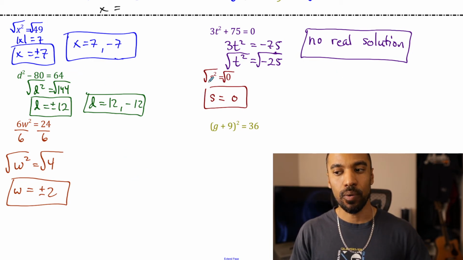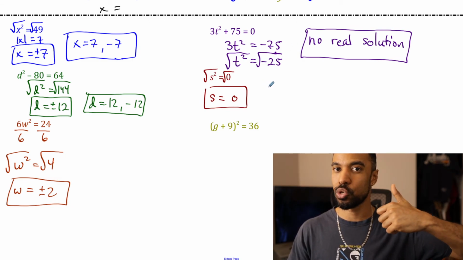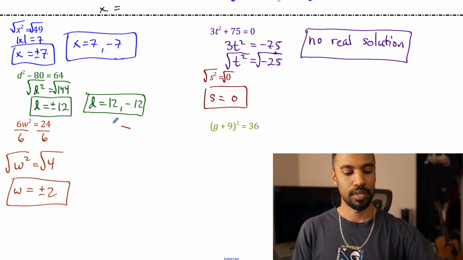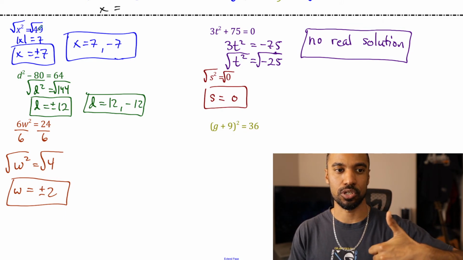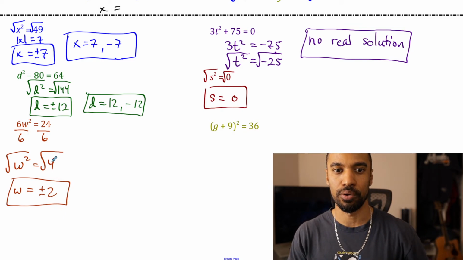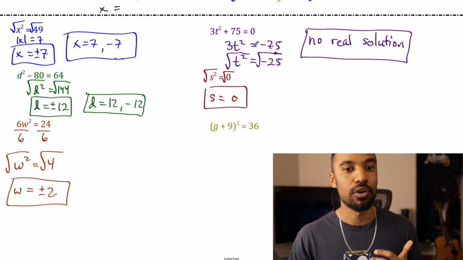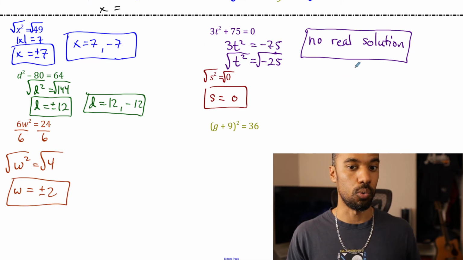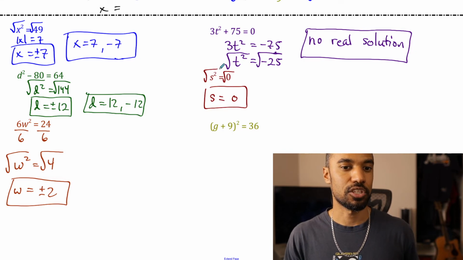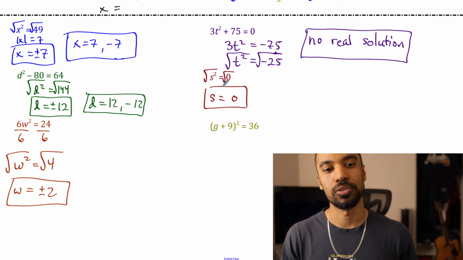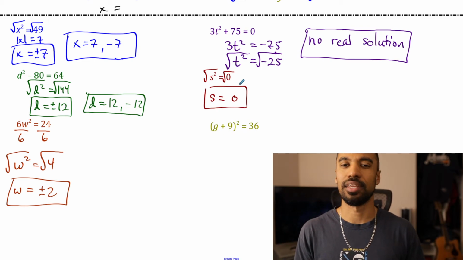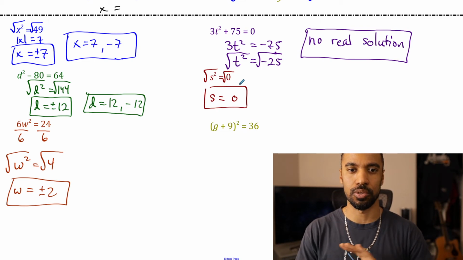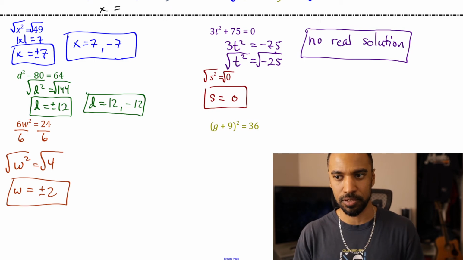It depends on what you're taking the square root of. If you're taking the square root of a positive number, you're going to get 2 real solutions. Notice square root of 49, square root of 144, square root of 4. If you're taking the square root of a negative number, you're going to get no real solutions. If you take the square root of 0, you're going to get 1 real solution. So that's kind of the basis behind that. There are other things in play sometimes that get a little more confusing, but that's what I'm going to leave it to right now.